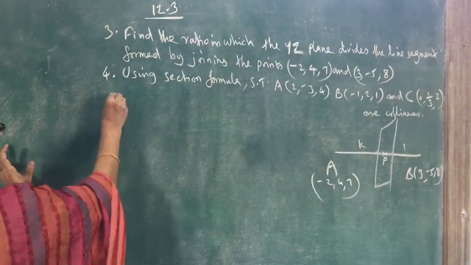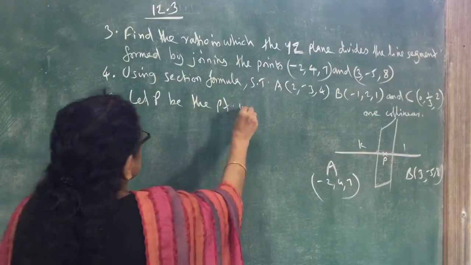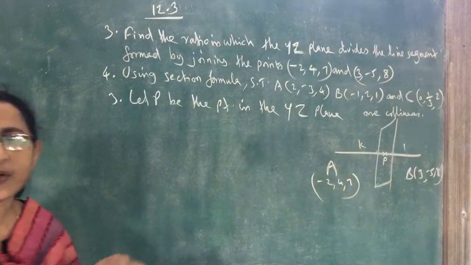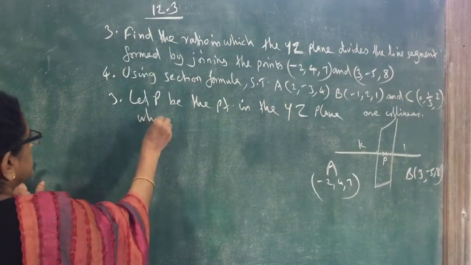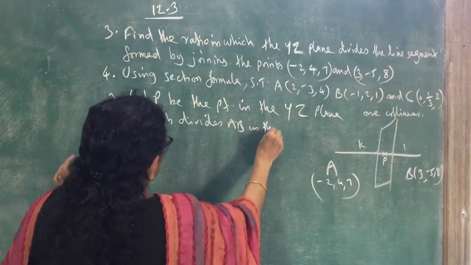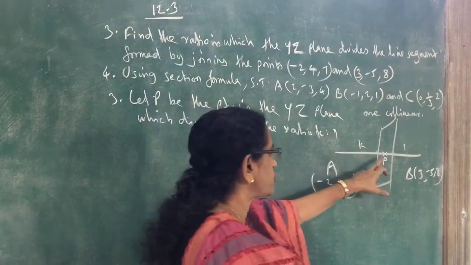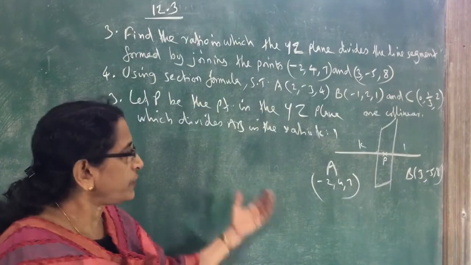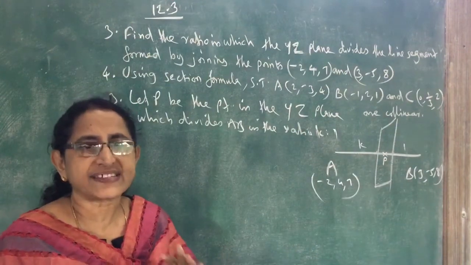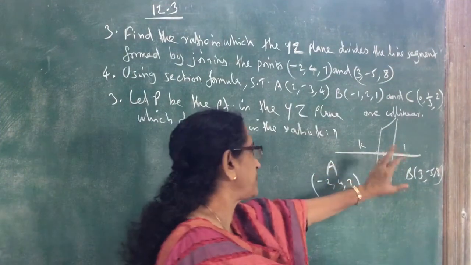So first we can write that P is the point in the YZ plane which divides AB in the ratio k is to 1. Now we know P is a point in the YZ plane. We know any point in the YZ plane has x coordinate 0. So only one coordinate is enough to find the ratio. So we can use that condition.